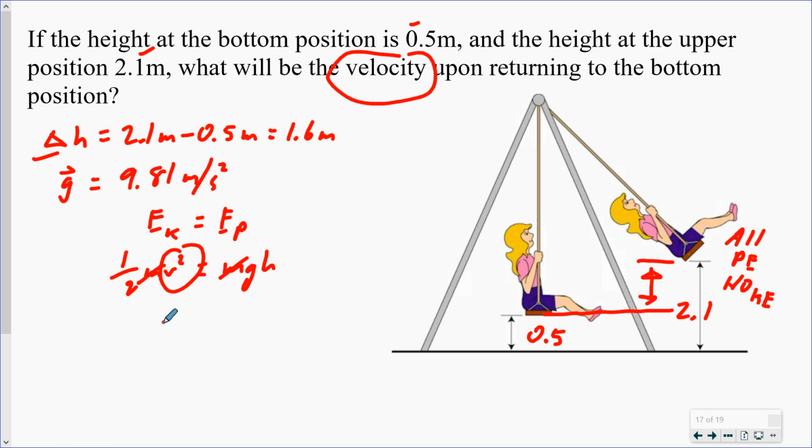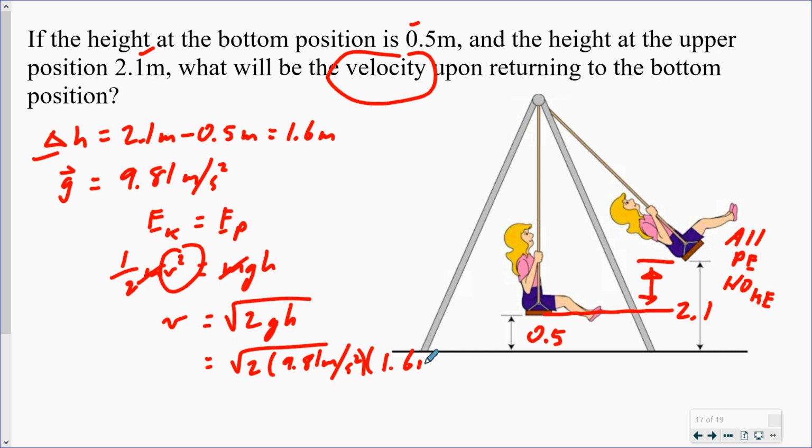So going back to that previous rearrangement, the speed is now going to be equal to the square root of 2gh. Taking those and plugging those numbers in, again showing all the work, and then divided by our height, which is the 1.6 meters.